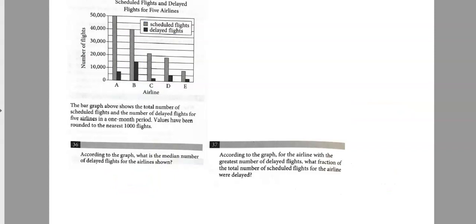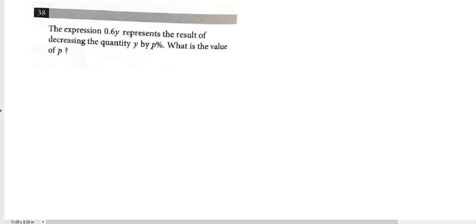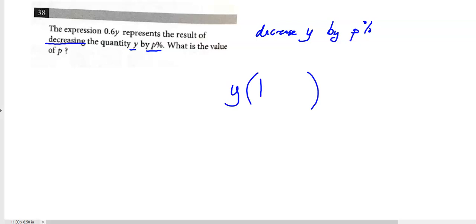All right, final question. See what we got here. Number 38, the expression 0.6y represents the result of decreasing a quantity y by p%. All right, so I want to decrease y by p%. So that means I'm starting with some number y. I'm multiplying by 1, which does nothing. Decreasing it means I'm decreasing it by this p% here.